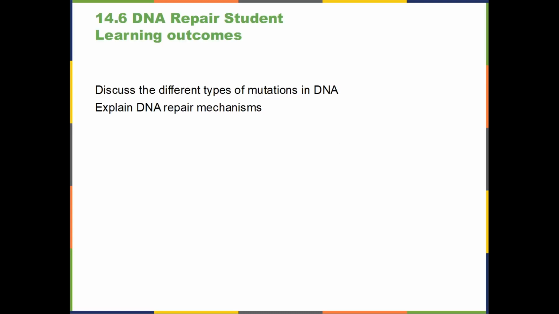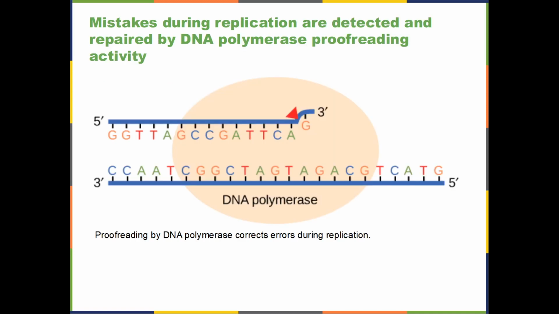Now, we talked about in eukaryotes there being issues with mistakes being made. Eukaryotes do not like mistakes in their DNA. And so eukaryotes repair these mistakes. Mistakes during replication are detected and repaired by DNA polymerase proofreading activity. So it goes back and actually proofreads the DNA and corrects any errors made during replication.